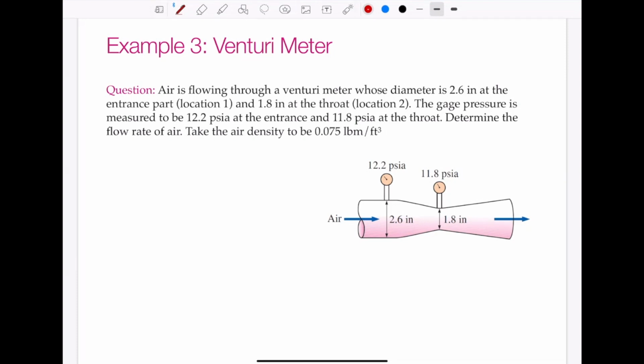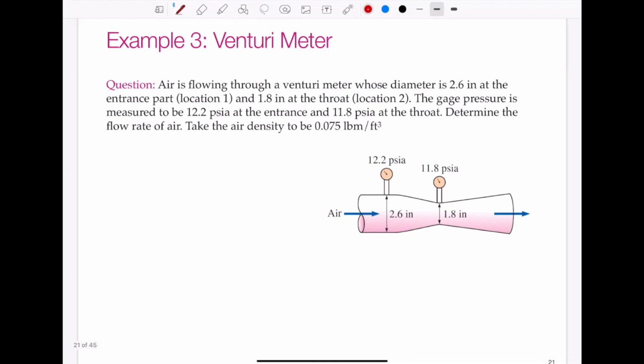So we have our diagram. Let's state our assumptions so that we can write Bernoulli's equation. We have steady incompressible flow, and we want to find now the flow rate. So determine the flow rate of air. It doesn't give us any information about the discharge coefficient, so we're going to assume that we're looking for the ideal flow rate of the air. So we can write down our equation for flow rate.